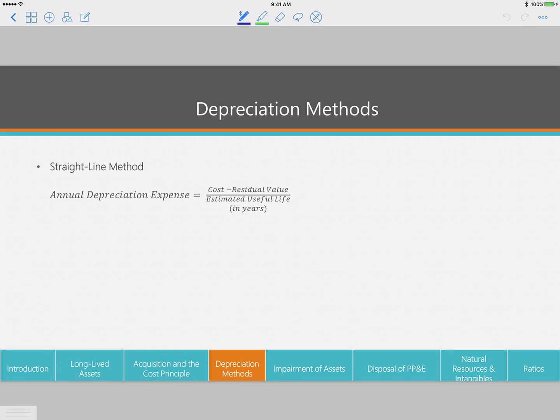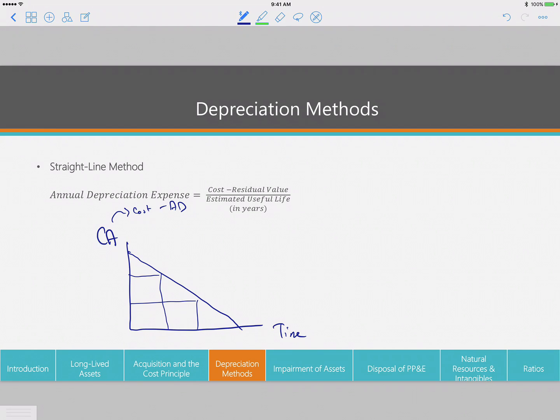Once you have these, you can start to calculate the different depreciation methods. So the first method we're going to talk about is the straight line method. And this depreciates the asset on a consistent linear basis. So for example, if you were to have the carrying amount of the asset here, if you remember, the carrying amount is cost minus accumulated depreciation, and this would be time in years. This is what it would look like. It would be a straight line, and every year we would be depreciating an equal amount.